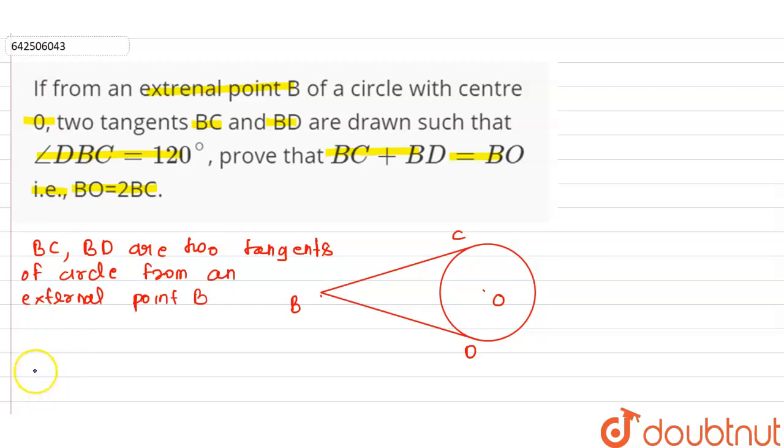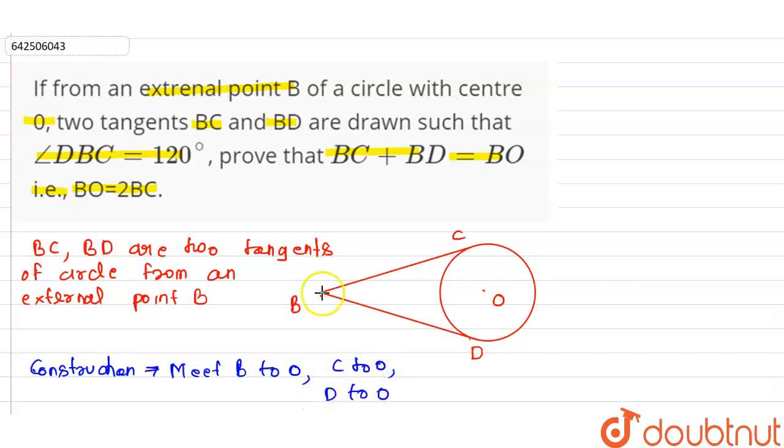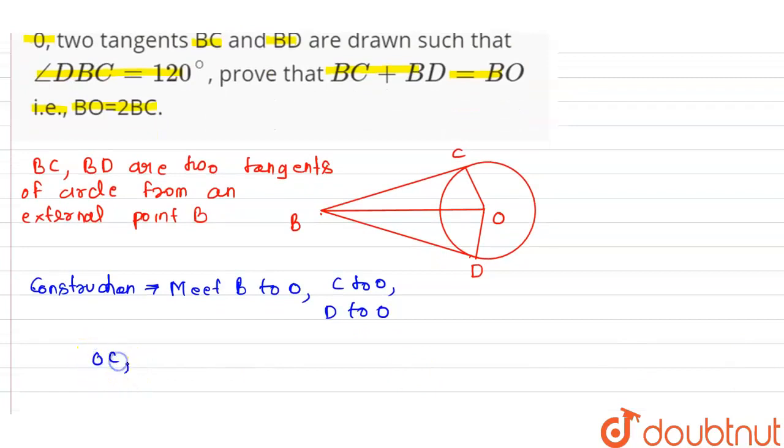So here we will do some construction. We join B to O, C to O, and D to O. In the given figure we can see that OC and OD are radii of the circle, and we also know the property of the circle, that if we draw tangents to a circle from an external point, the lengths of the tangents will be equal.